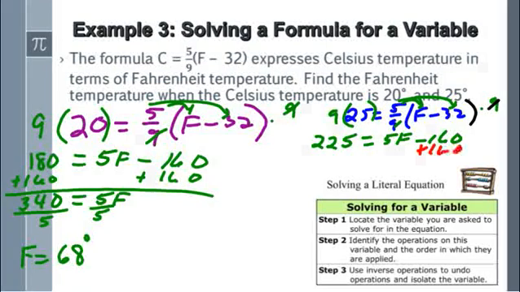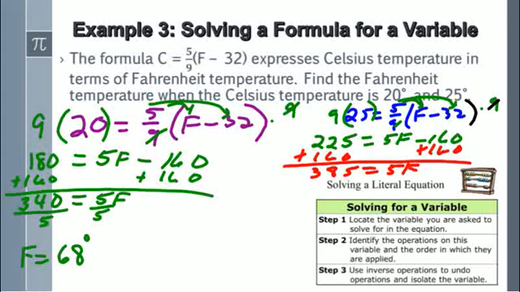Add 160 to both sides. Left with 5F equaling 385. And I can get F by itself by dividing by 5 on both sides. So 385 divided by 5 gives us a temperature of 77 degrees Fahrenheit. So that was an example using a formula to solve for a missing variable.